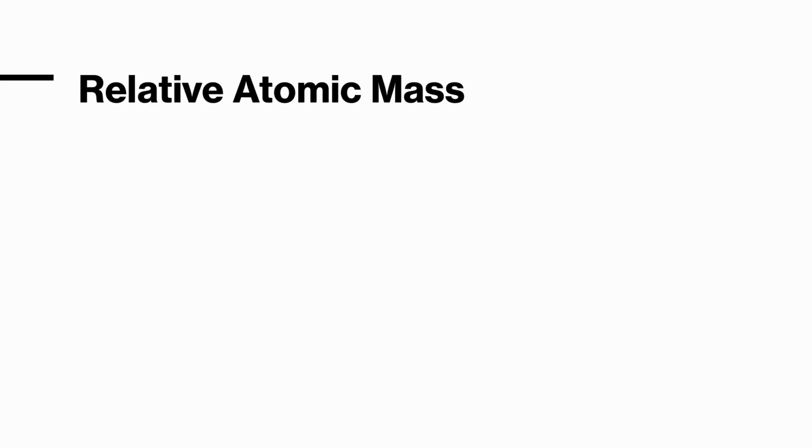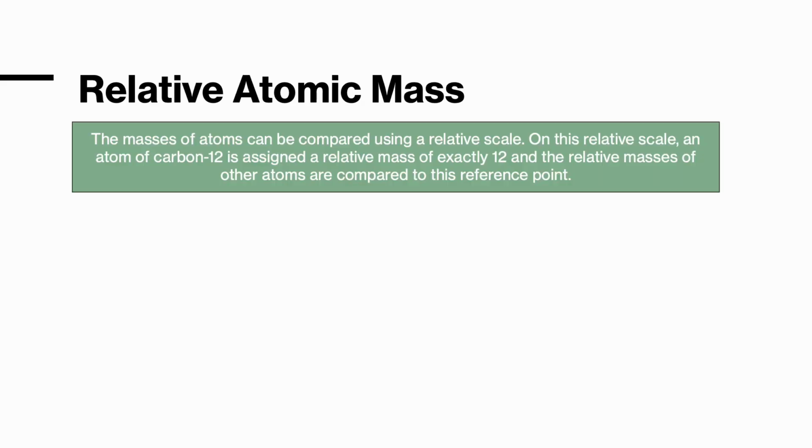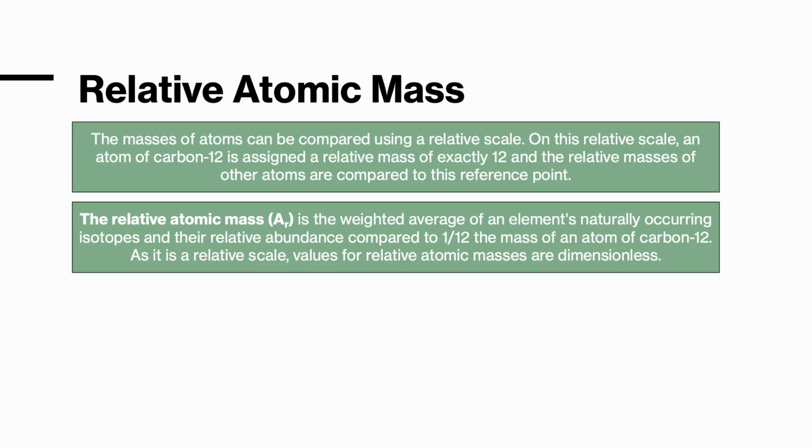Looking at relative atomic mass, the masses of atoms can be compared using a relative scale. On the scale, an atom of carbon-12 is assigned a relative mass of exactly 12, and the relative masses of other atoms are compared to this reference point. As a definition, the relative atomic mass is the weighted average of an element's naturally occurring isotopes and their relative abundance compared to 1/12 the mass of the atom of carbon-12.